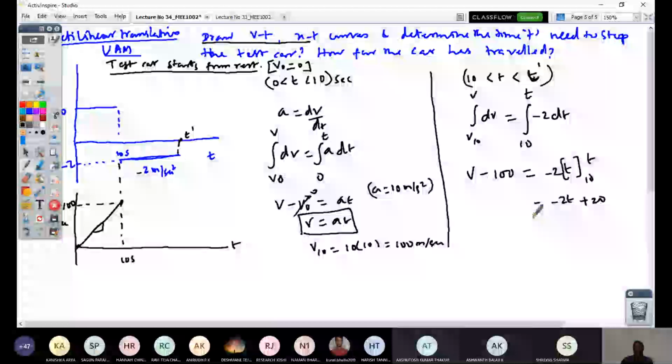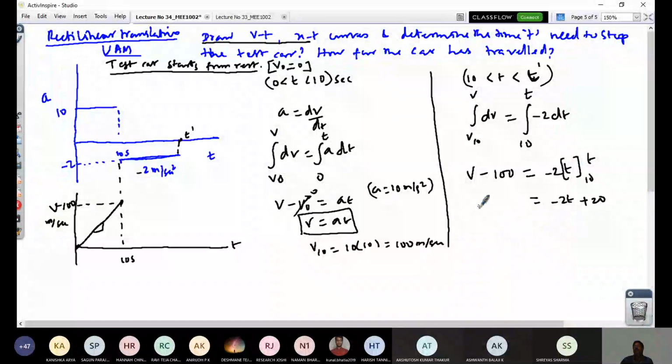So here it's v minus 100. So this 100 goes on the other side. So v is equal to minus 2t plus 120 meter per second. So this is my variation of velocity. See, again it is a linear variation. Now at t equals 10, we put v at t equal to 10. What is that? It's minus 20 plus 120. That's equal to 100. So that's this point.